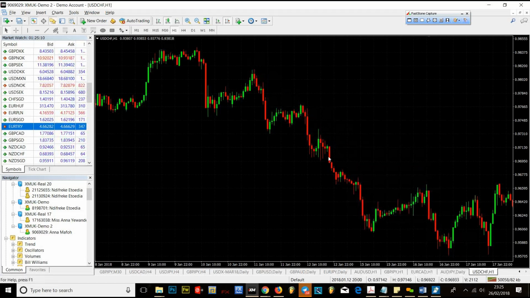So the next step is to identify the highest point of that trend. I can say that trend probably began here because it came from here and it consolidated here before beginning to drop. So I can say this is the highest point of the trend. So first of all, what I will want to do is to put a horizontal line to mark the highest point of that trend.